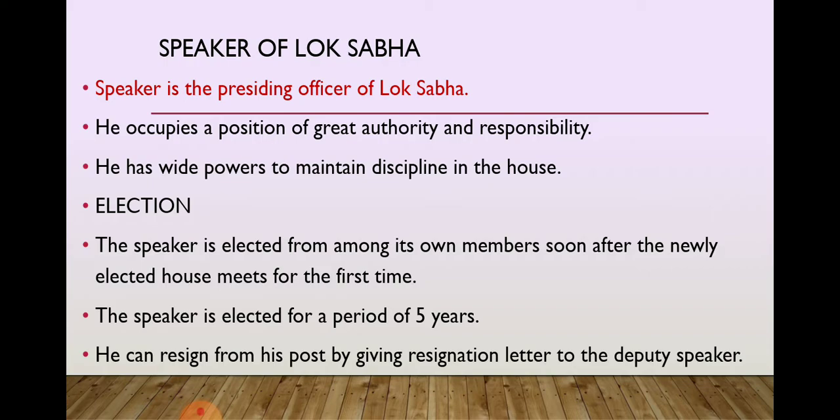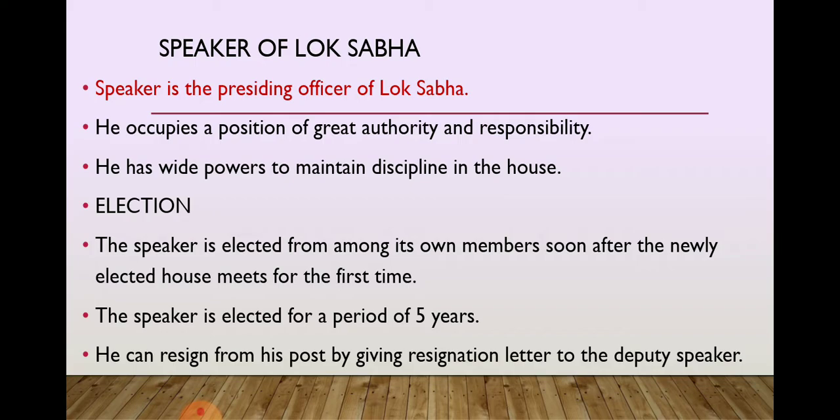The Speaker of Lok Sabha is the presiding officer of the House. We studied that the Indian Parliament has two houses, Lok Sabha and Rajya Sabha. Both these houses have their own presiding officers. The Speaker is the presiding officer of Lok Sabha. He occupies a position of great authority and responsibility.